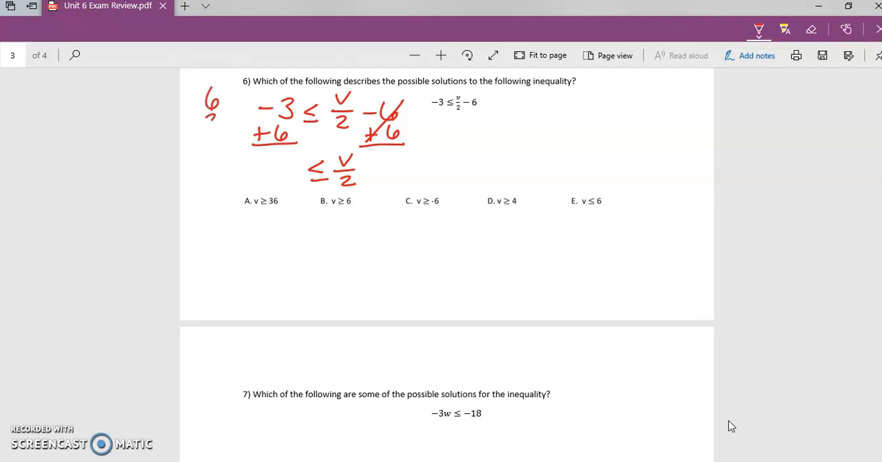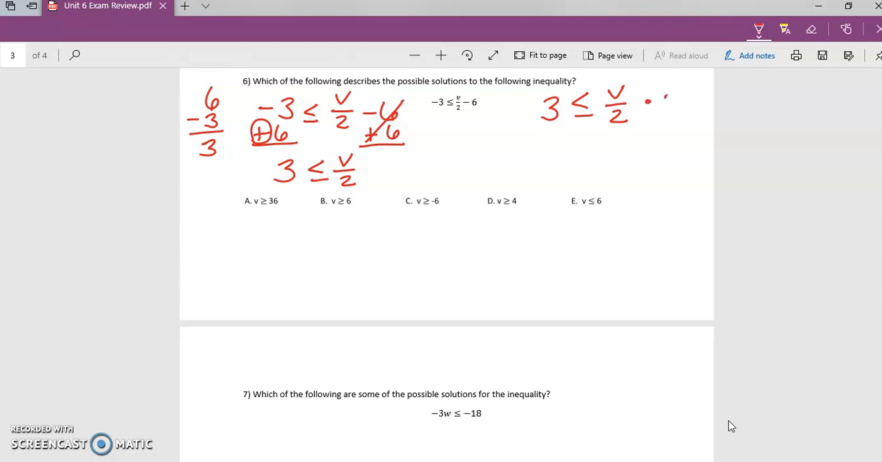Different signs, so I subtract them. 6 minus 3 is 3. And then keep the sign of the larger number. So it's going to be positive 3. So I have 3 is less than or equal to v over 2. Now I got to get rid of the coefficient. So the coefficient is dividing by 2.